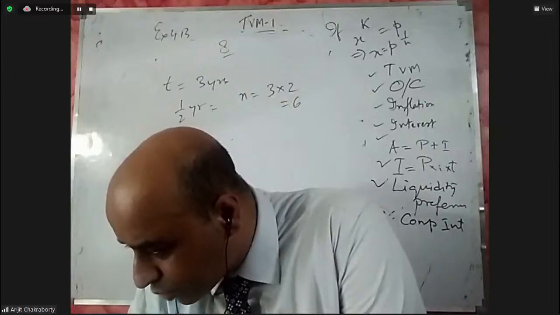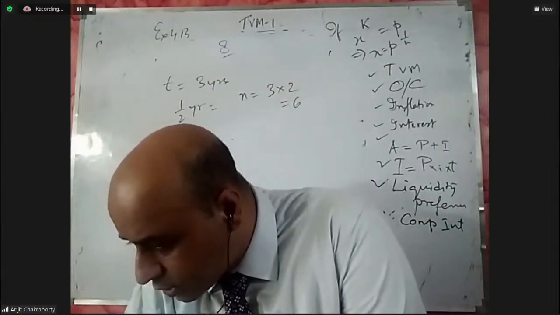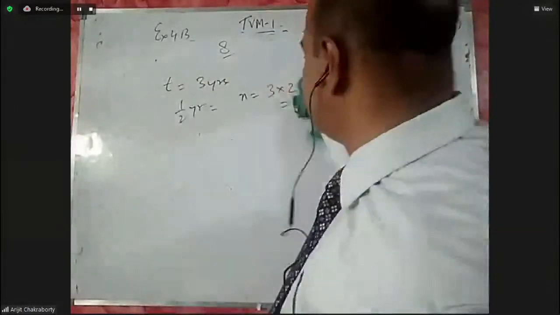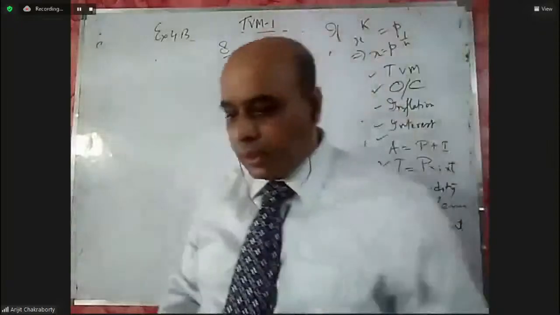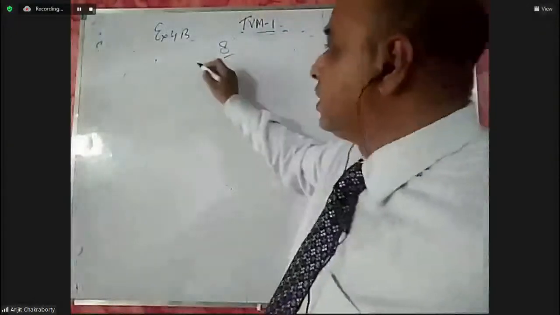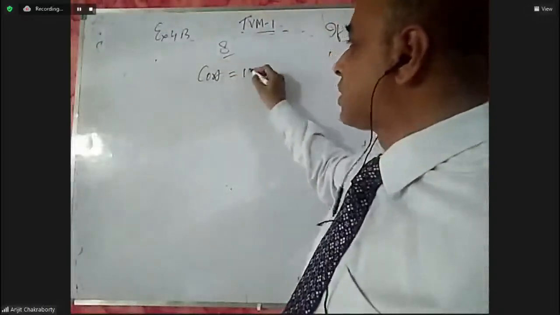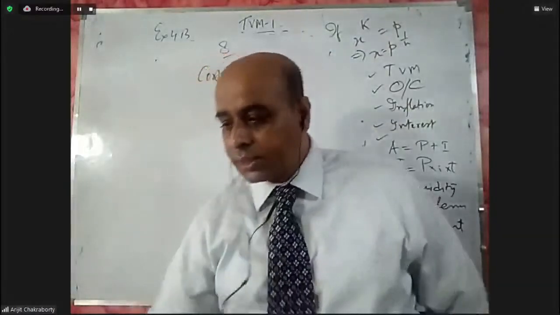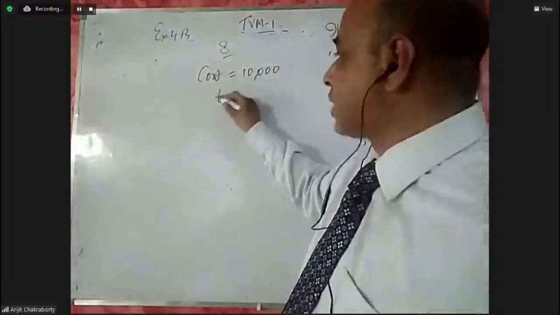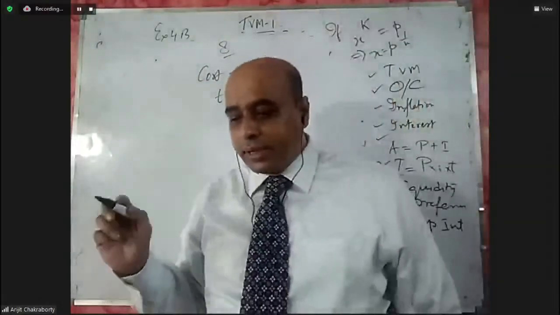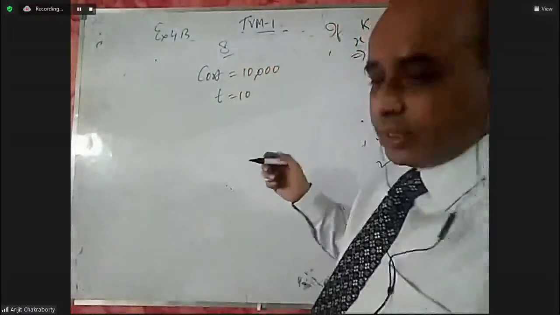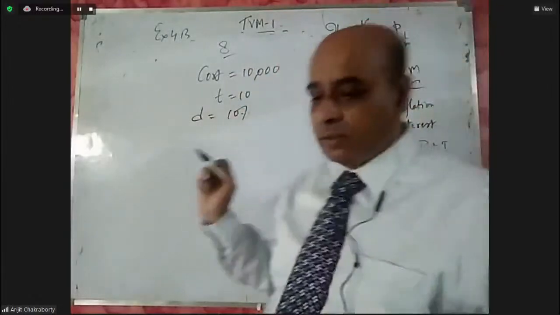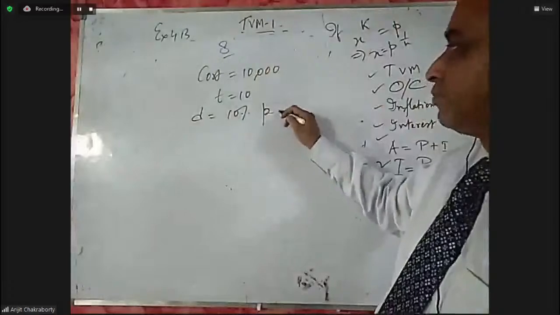Okay, 2522, yes. Let me just check this. Number 8, we are trying. Useful life of a machine is estimated to be 10 years and the cost is 10,000. So cost is 10,000 and the estimated life of the machine is 10 years, so time is 10. Rate of depreciation is 10% per annum, PA.